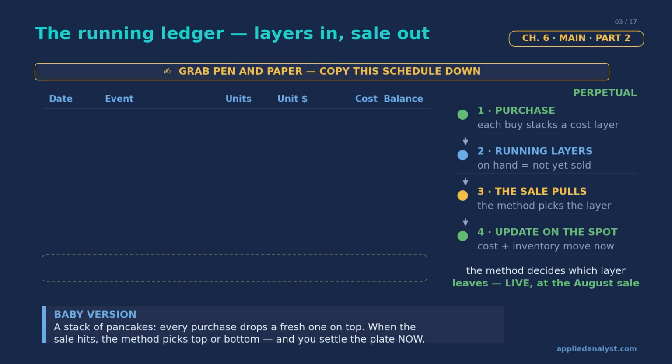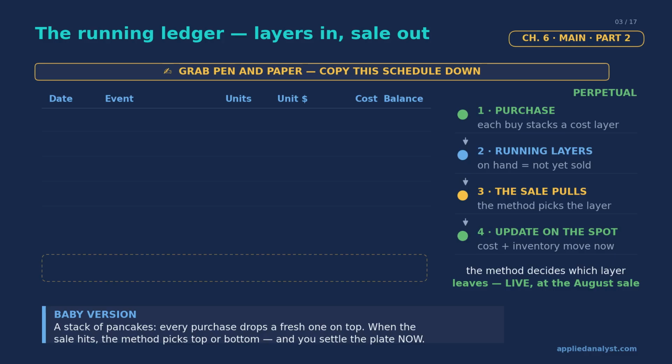Here's PixelPad's whole year on one running ledger. And before we go a single step further, do this with me. Grab a pen and paper, or your iPad, and copy this little schedule down. Dates, units, unit cost. Every number tonight comes back to this table. Pause if you need to. Got it written? Good. In my teaching days, the students who actually wrote this table out were the ones still with me at the scoreboard.